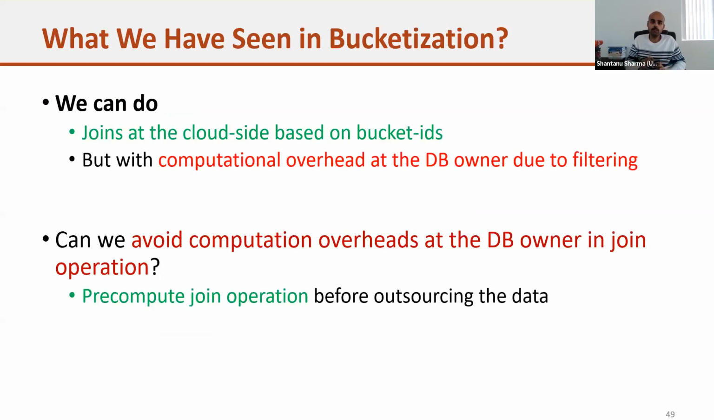So based on this bucketization technique, we can do join operation. Since we have the bucket ID, the cloud can perform the join operation based on the bucket ID. If two tables have the same bucket ID, the cloud can join the rows of the tables and send the result to the user. But again, the user needs to perform the filtering operation, and he wants to avoid this.